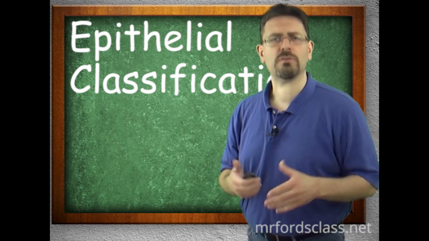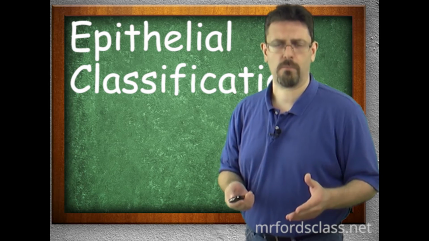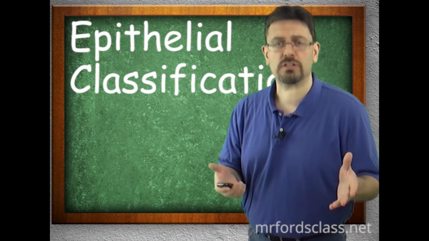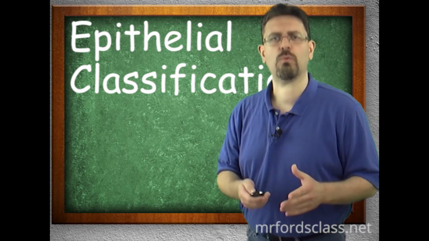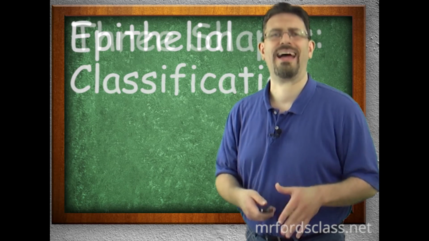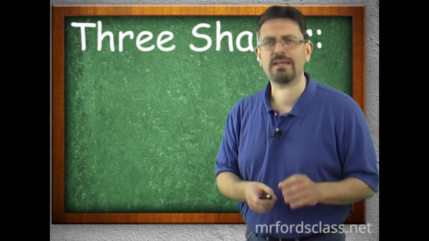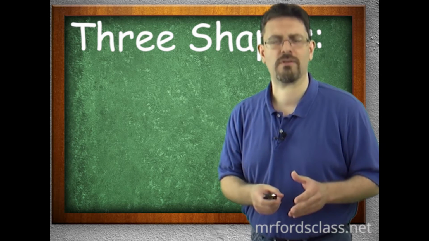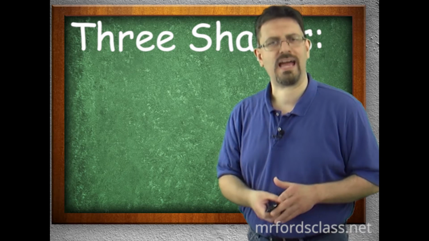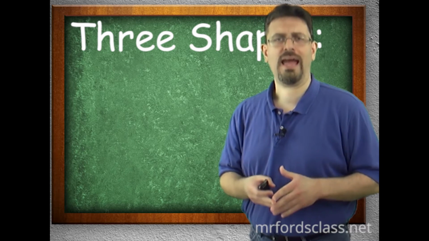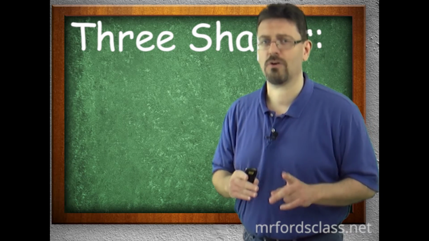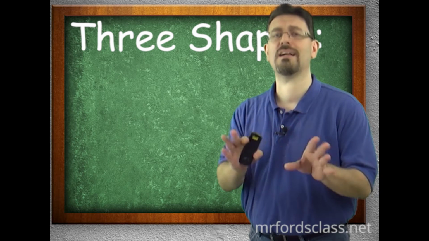All right, what we're talking about here is actually very, very simple. We can classify epithelial tissue by how it looks, what its shape is, as well as how many layers it has. So let's begin by taking a look at the shape. There are three shapes that we have to be aware of. We can have a squashed shape, we can have a cube shape, and we can have something that looks like a column.